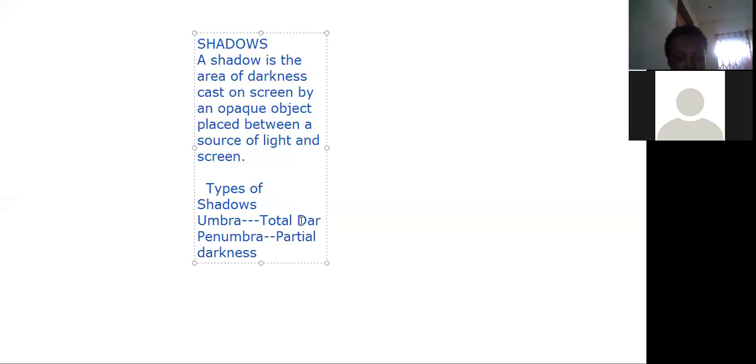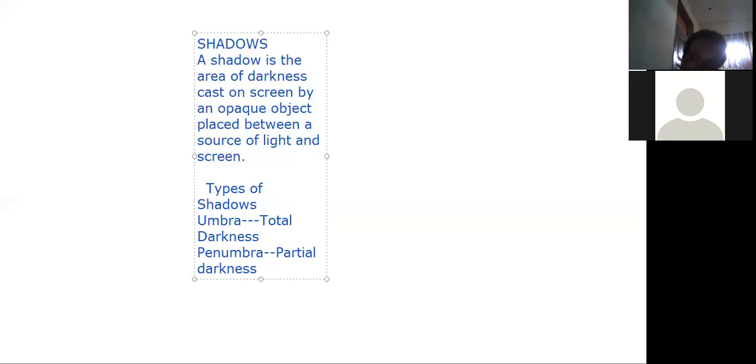Now, I'll explain how each of them is formed. Already, we have ascertained the fact that before a shadow can be formed, there should be the presence of an opaque object that will block the light and as a result cast a dark image on a screen. So there should be the light source, number one, an opaque object, and a screen. Based on their formations, we can group them into two types. We have the total darkness or the umbra, and we have the penumbra, which is the partial darkness.